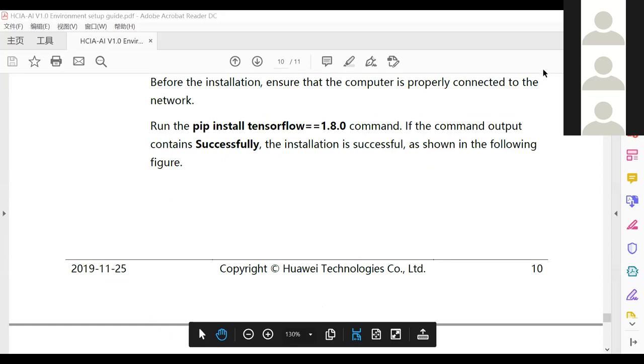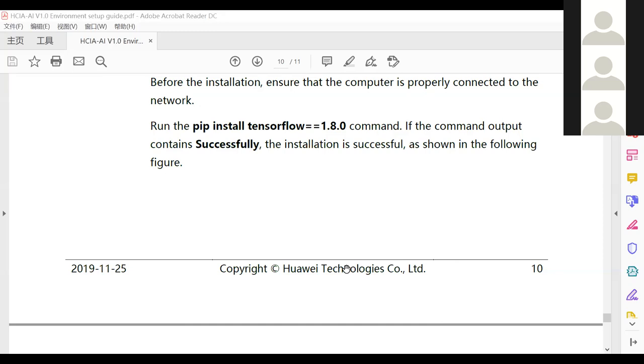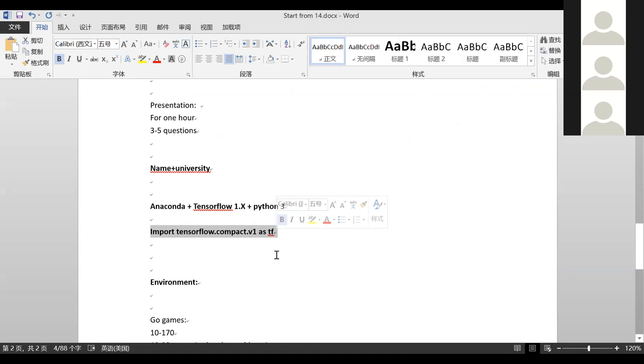If you just write pip install tensorflow, it will install the latest available version, not 1.8.0, so you need to specify the version of TensorFlow with equals. If you just pip install tensorflow, it will install the latest, that is TensorFlow 2. But it's okay. If you install TensorFlow 2, you can use this command to make TensorFlow 1 code work. So here is the environment. The first is to change your name to name plus university, and then the environment we're going to use on our computers is Anaconda plus TensorFlow 1 plus Python 3.